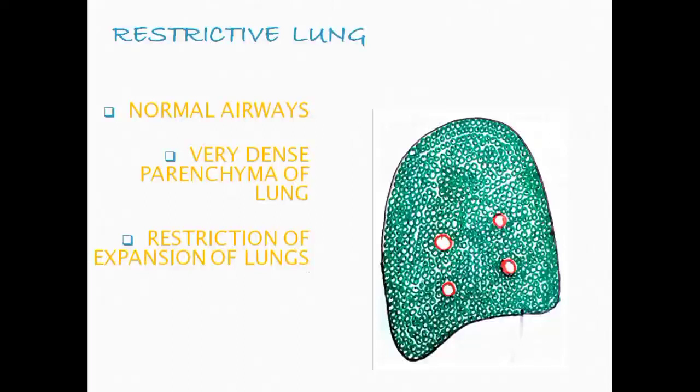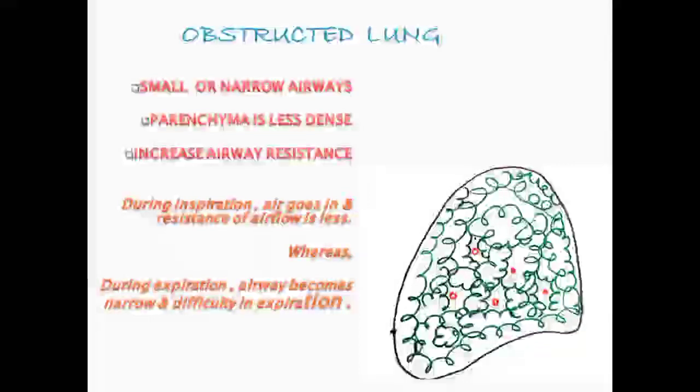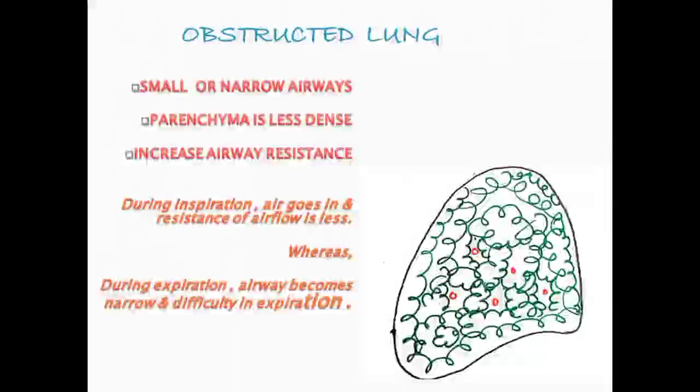That's why the patient will be having problem in the expansion of the lungs, or there will be difficult expansion, or we can say there is a restriction of the expansion of the lungs. So what is the main problem in restrictive? The airways are normal, but the lung parenchyma is getting stiffed or fibrosed or very dense. And because of this, the lung cannot be expanded. Whereas in the obstructed lung, what is happening? Airway is becoming narrow, lung parenchyma becoming less dense, and there is increased airway resistance. Okay.